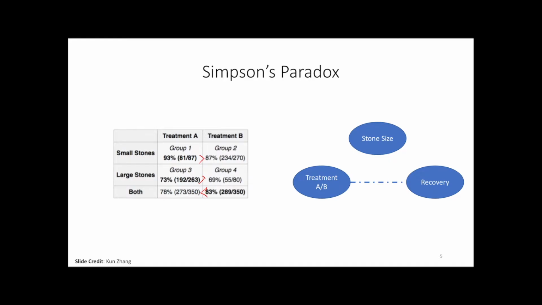So in fact, the reason it's important is that the stone size is influencing both treatment and recovery. It's not really causing them, but it is influencing the treatment. Based on the stone size, a doctor may prefer to go for a more aggressive or less aggressive treatment, and so may bias the sample. And it also biases the recovery. So this is what's called Simpson's paradox.